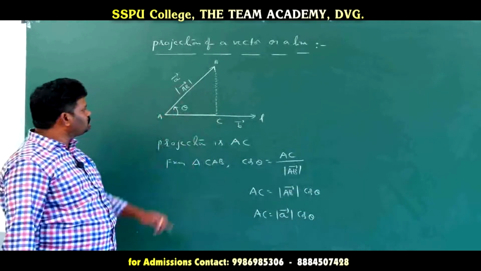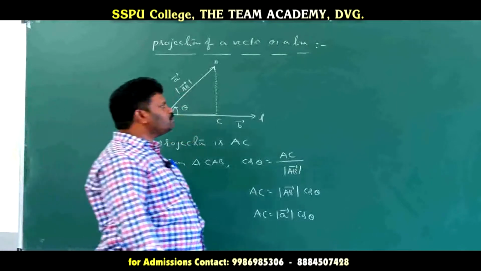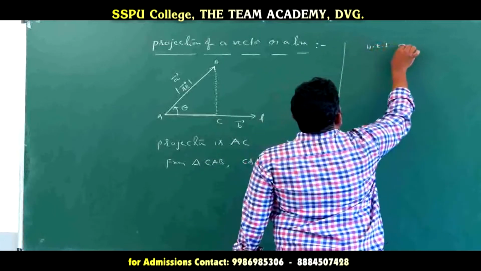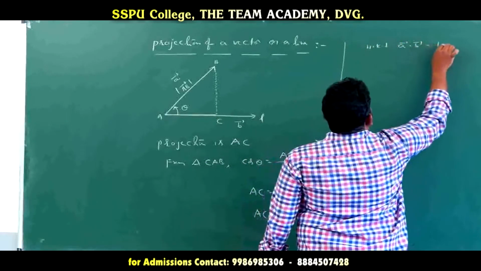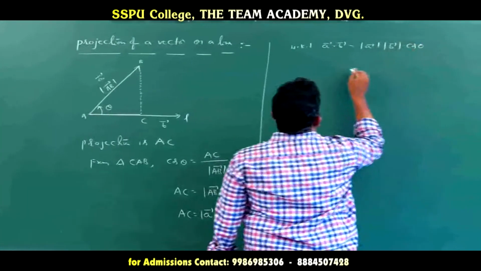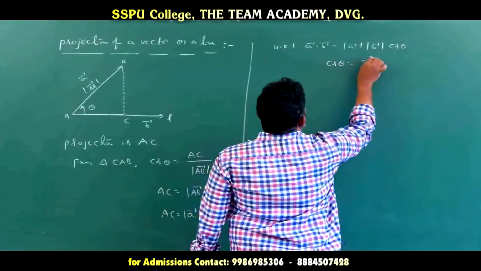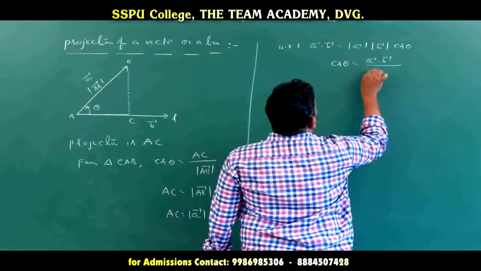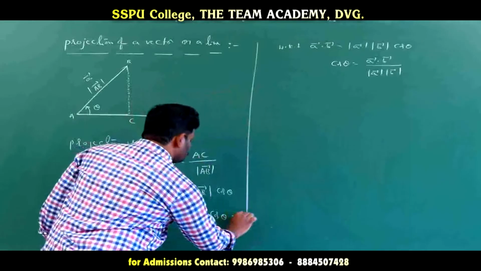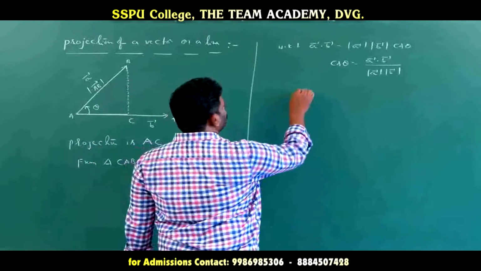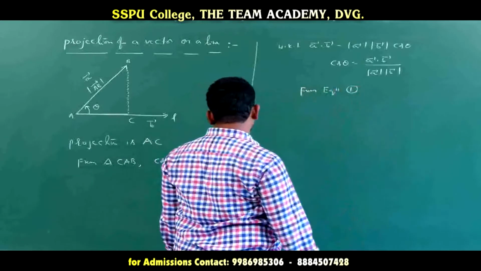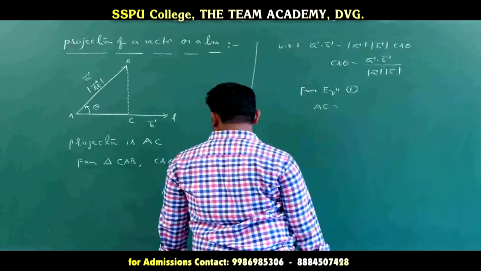Now this cos theta lies between the a and b vectors. Already we know the dot product relation: a bar dot b bar is equal to magnitude of a bar into magnitude of b bar into cos theta. Then cos theta is equal to a bar dot b bar by magnitude of vector a into magnitude of vector b. Suppose this is equation 1. From equation 1, if we want to find AC, what will it be?